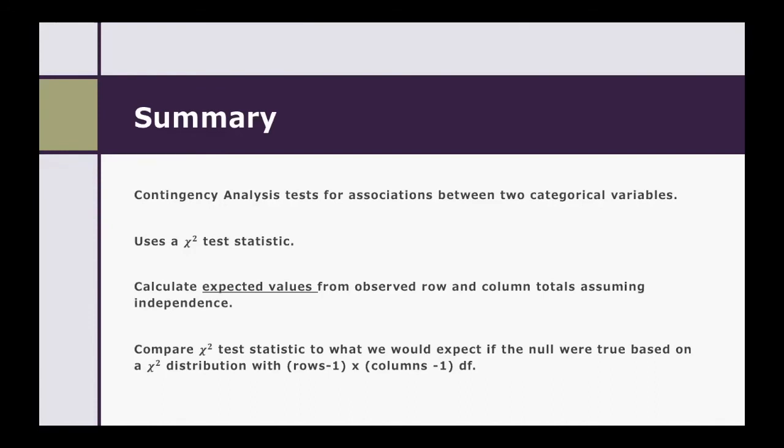As with any test statistic, we then want to compare our calculated test statistic with a distribution of test statistics that we would expect to get if the null hypothesis were in fact true. So in this case, we compare our calculated chi-squared value with a chi-squared distribution that has a degrees of freedom equal to the number of rows minus 1 multiplied by the number of columns minus 1.